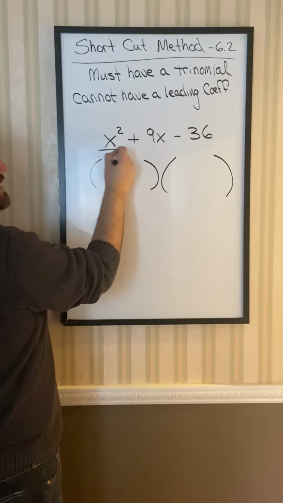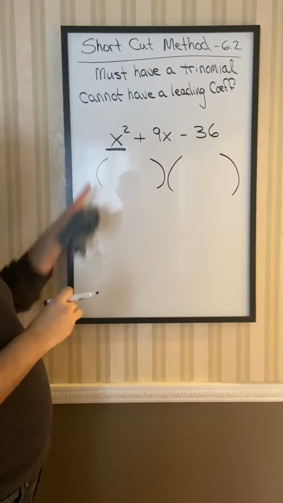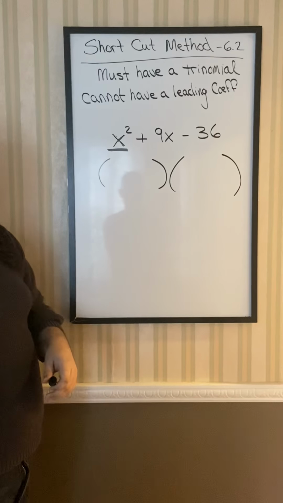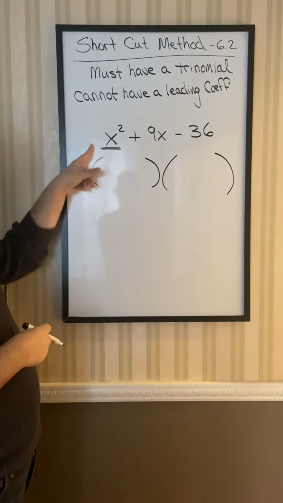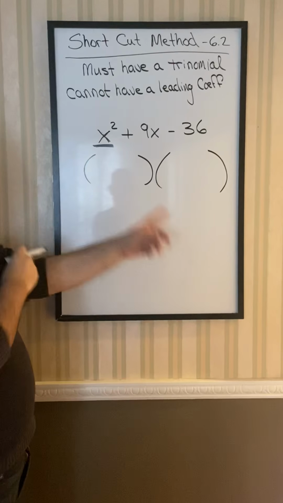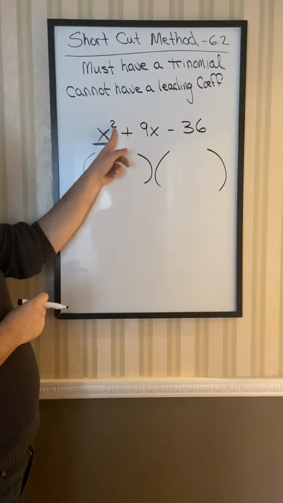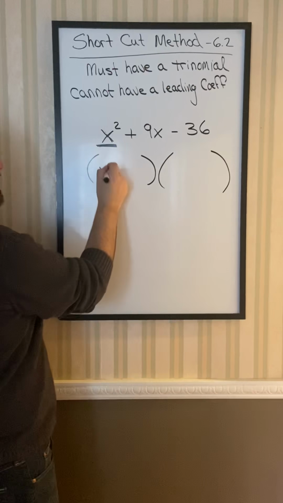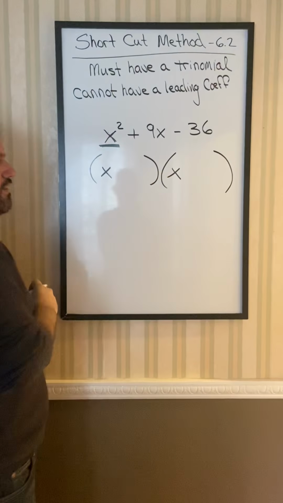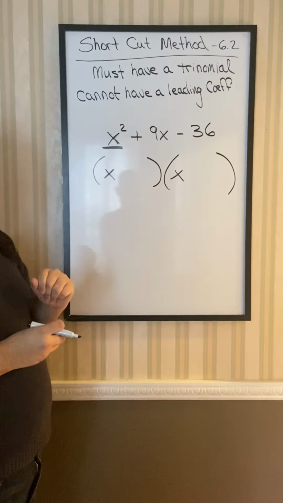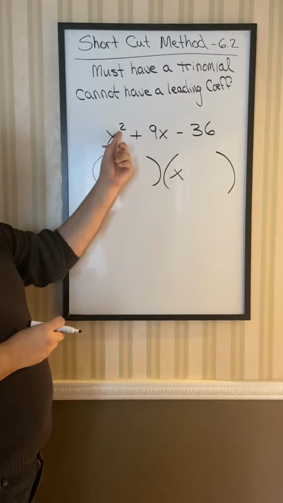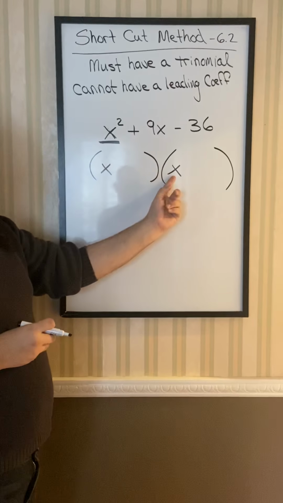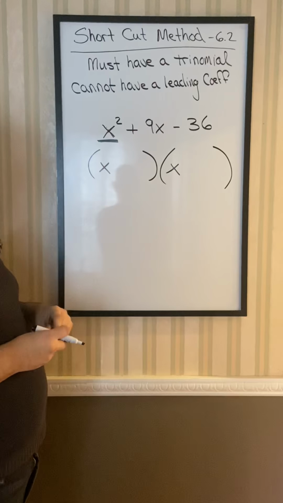And I break out this leading term. Now notice there'll never be a number here because the shortcut method says that there cannot be a leading coefficient. So you're just breaking this out evenly. Remember, squared means that you have 2 x's. So 1x will go here, 1x goes here. It's always going to be xx for x squared. If this was x to the 4th, then it'd be 2 and 2, x squared, x squared.